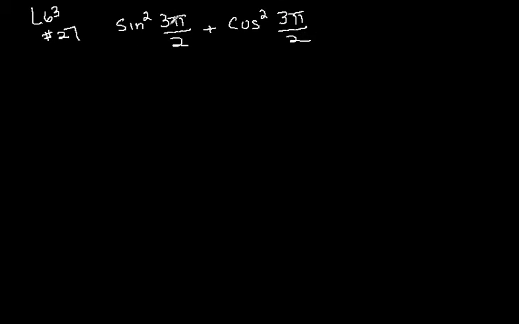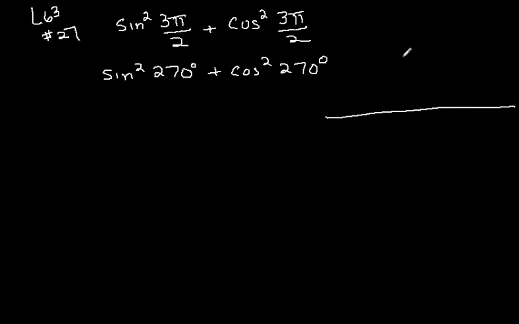Okay, now if you put that in your calculator, divide by 2, you would get sine squared of 270 plus cosine squared of 270. You could either plot this and figure out the sine and cosine, or you can think of your sine and cosine curve. This is what I like to do. I just think of this in my mind. I don't draw this every time.